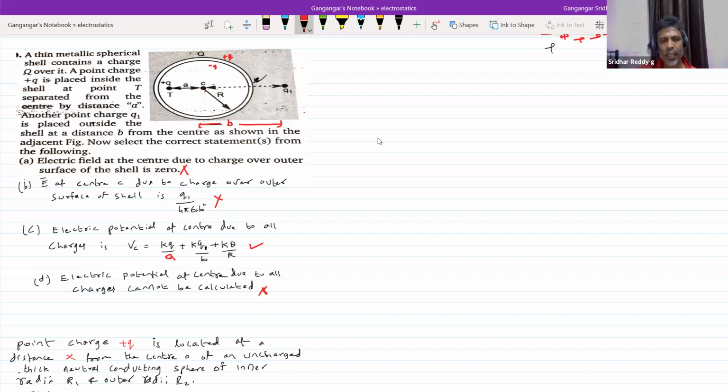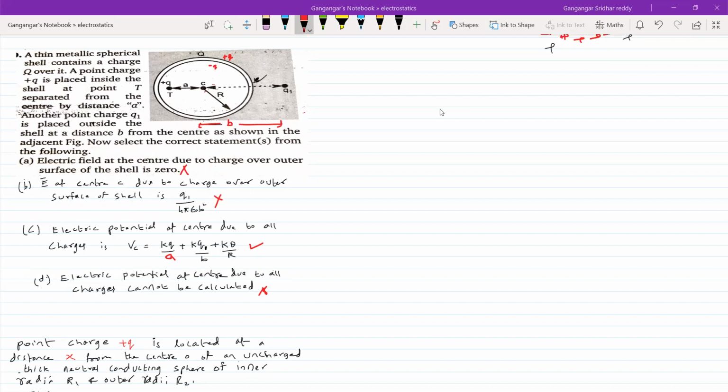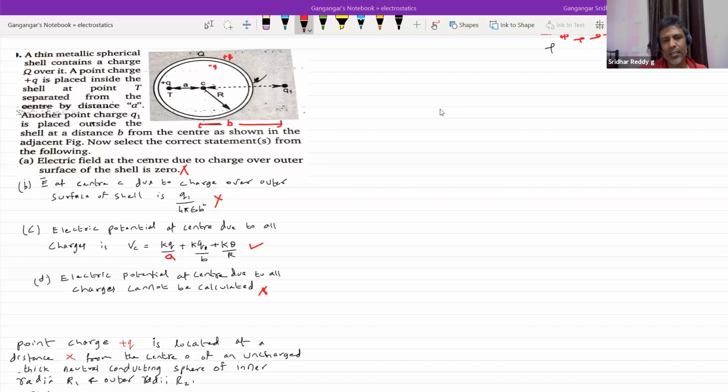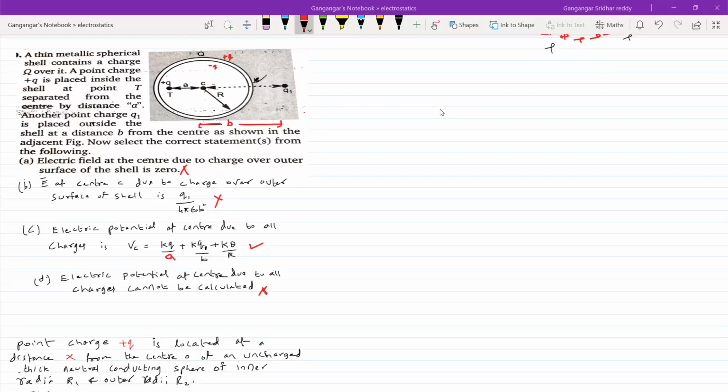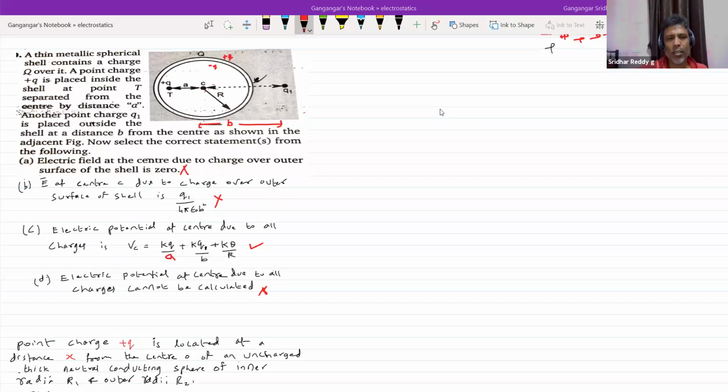Option B, shall we put a cross mark? Sir, can you explain option A once again? Option A, sir. Option A: the electric field at the center due to charge over the outer surface of the shell is 0. So this one is asking now.